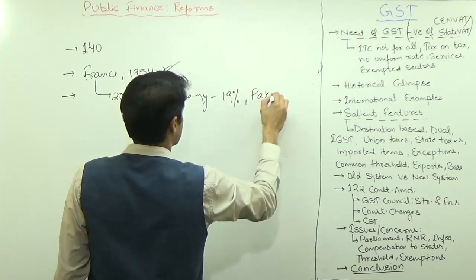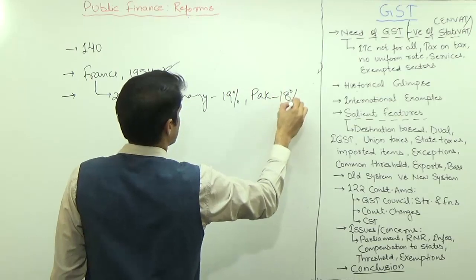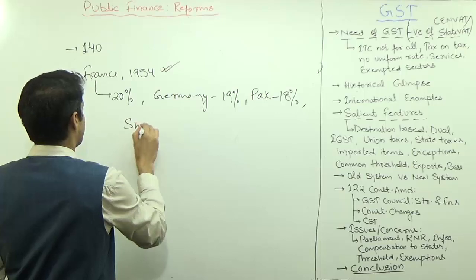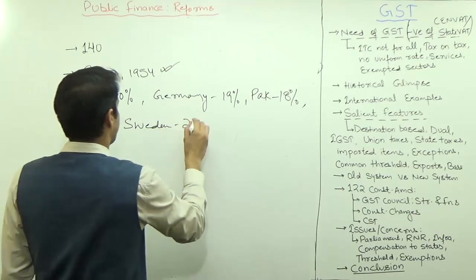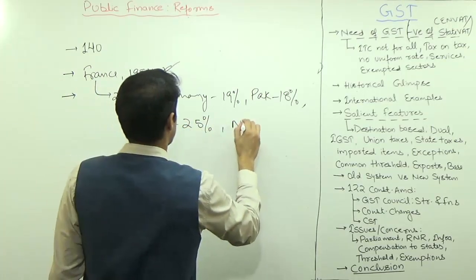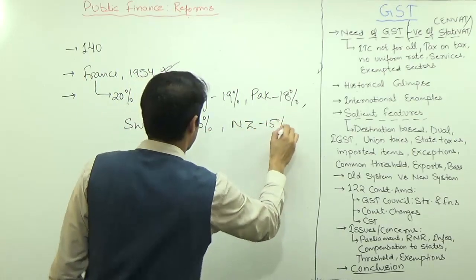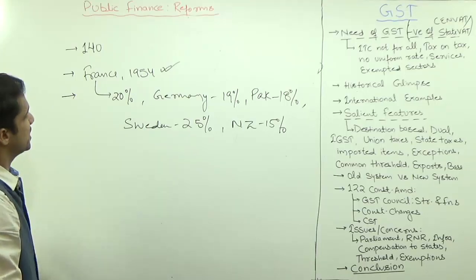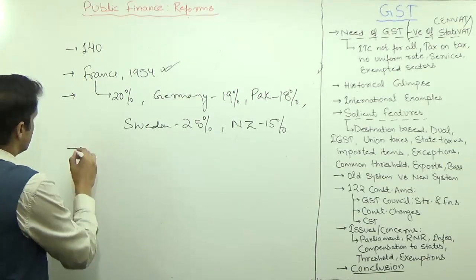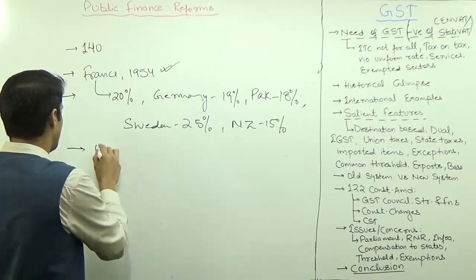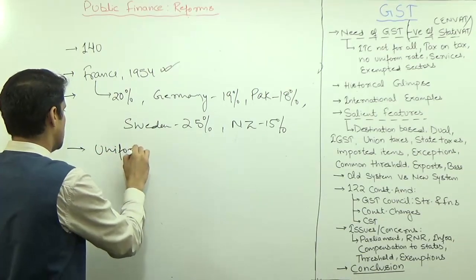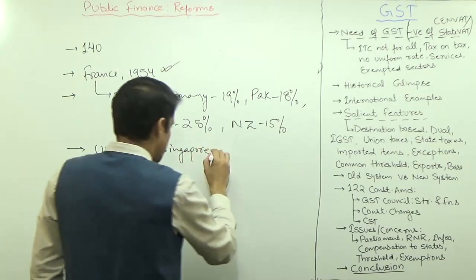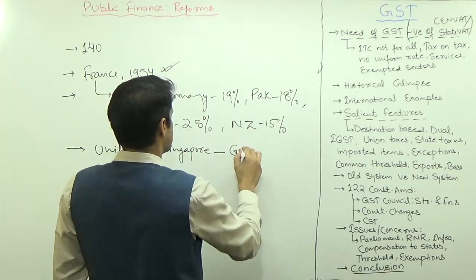In Pakistan also there is a system like VAT. Then in a few other countries, Sweden, there is 25%. In New Zealand it's 15%. So in different countries, different rates of GST are there. Then in a few countries there is a uniform rate, just like in the case of Singapore. The GST rate is the same for goods as well as services.